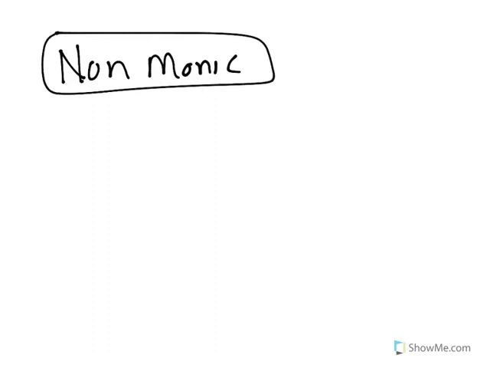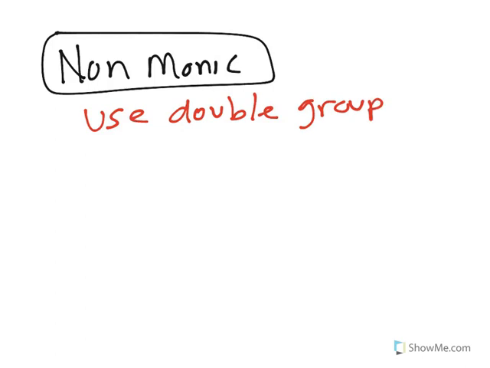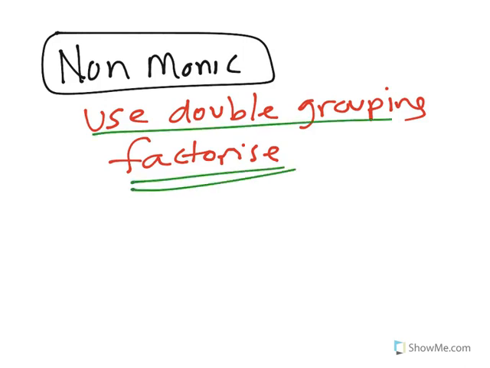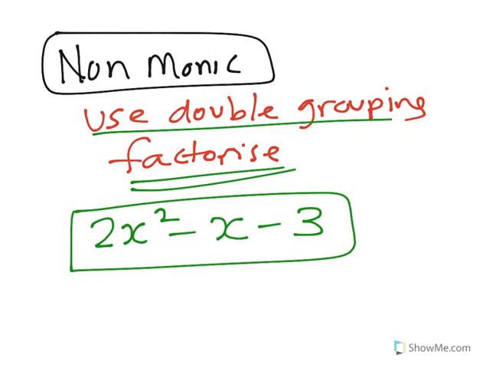Okay, in this video I want to look at non-monic, and show you how you can use double grouping to factorise non-monic. So how can you use double grouping to actually factorise non-monic? Let's start with an example, 2x squared minus x minus 3. Write it on the next page, 2x squared minus x minus 3, and we want to factorise that.